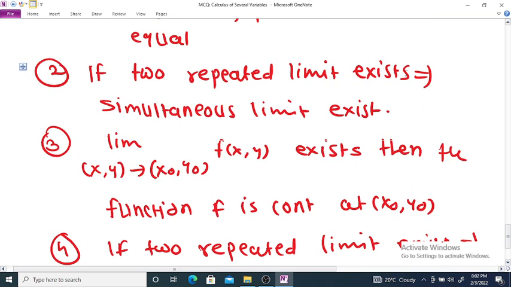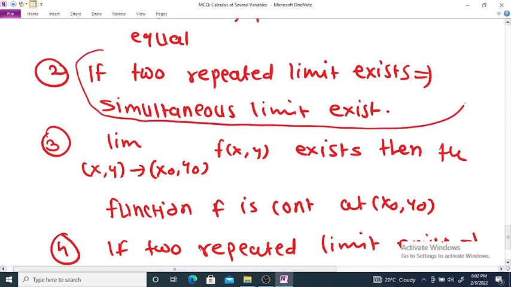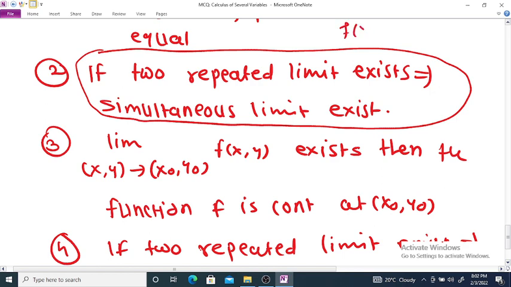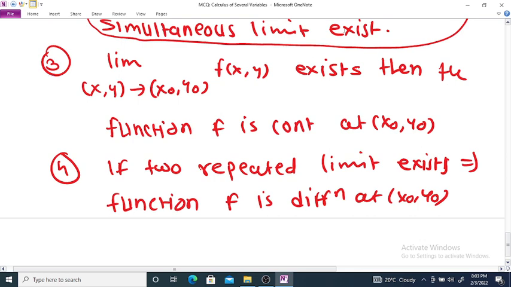Now first, consider the second option: if two repeated limits exist, then the simultaneous limit also exists. This is a false statement, because if we consider f(x,y) equal to xy divided by x square plus y square, both the repeated limits exist, but the simultaneous limit does not exist, because if we take paths along the y coordinates, we get different limits along different paths. So this statement is false.